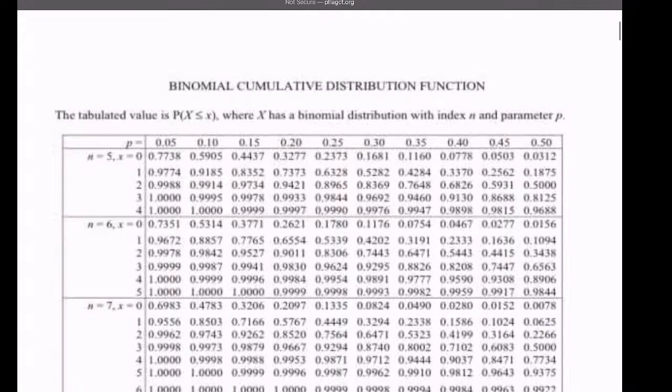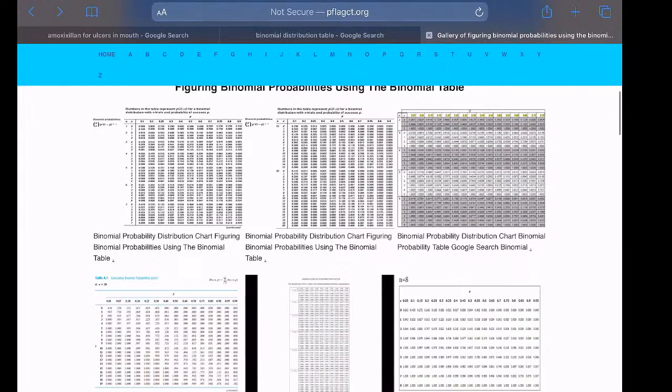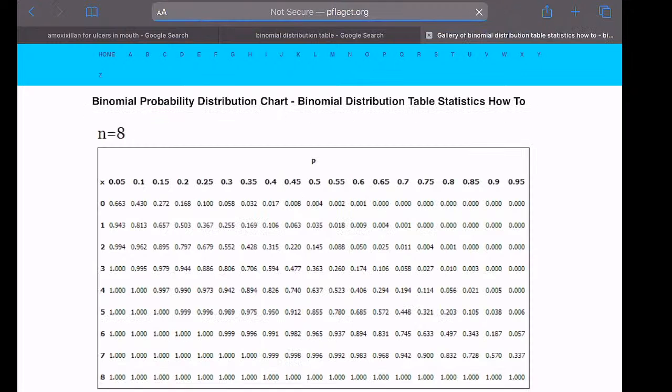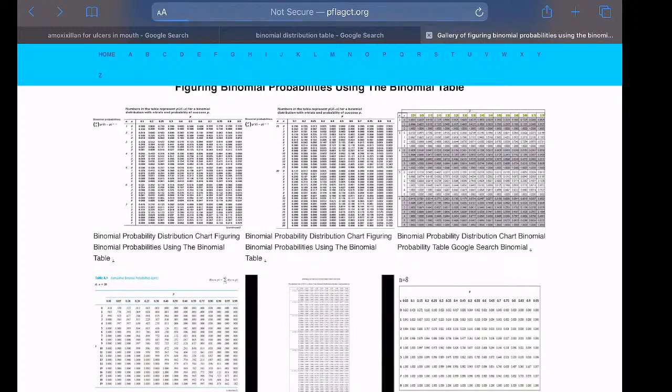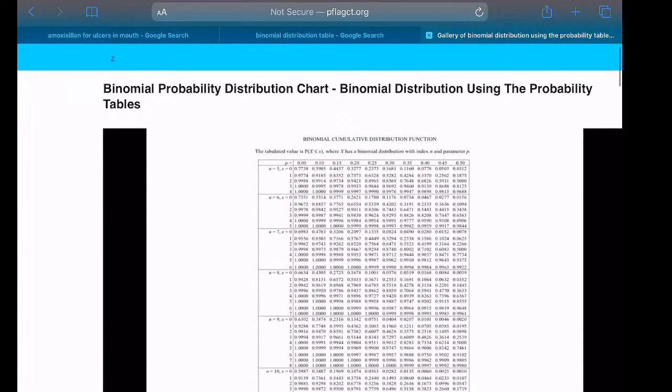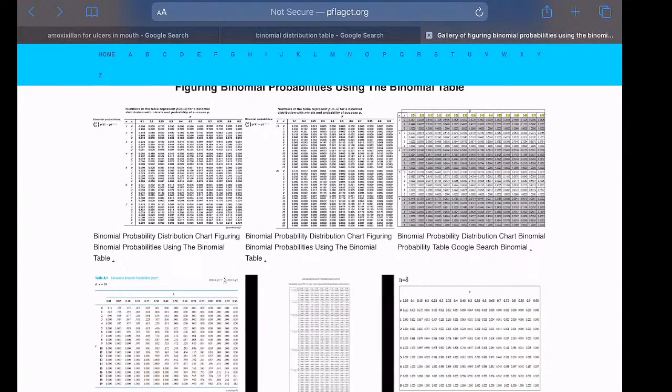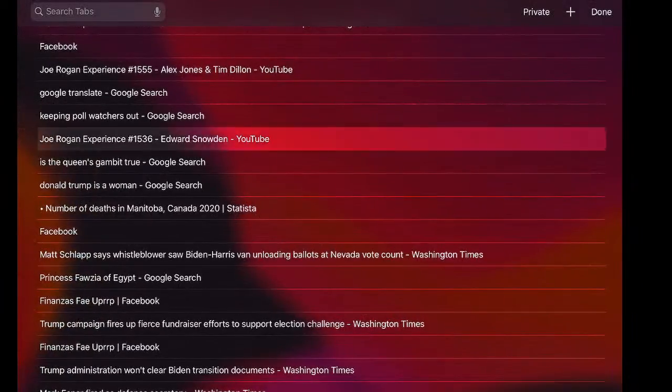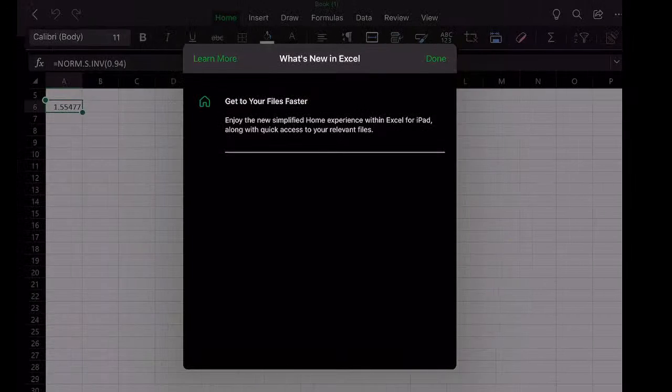So let me see if I can get a non-cumulative. Yeah, they always use the cumulative tables. So they always add up at the very bottom of each. It adds to 1, so it ends off with a 1. So I could also do this in Excel. I could create a binomial distribution.